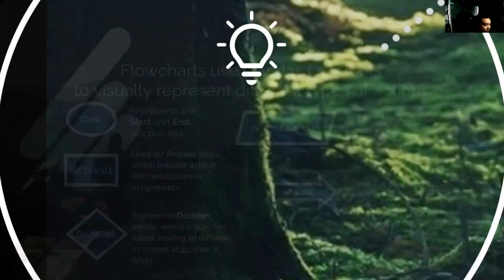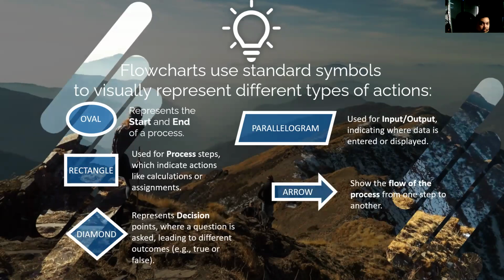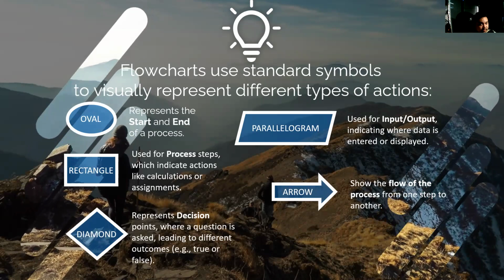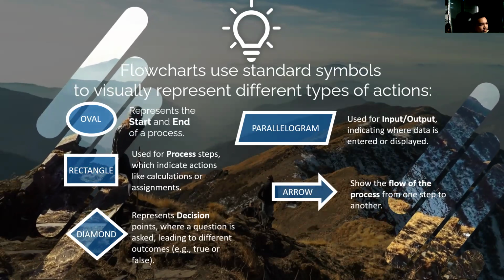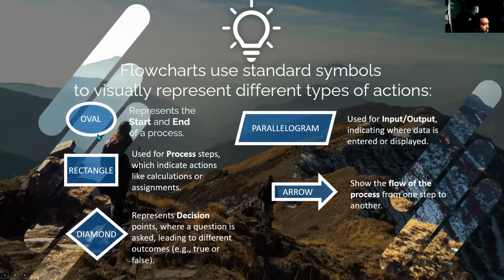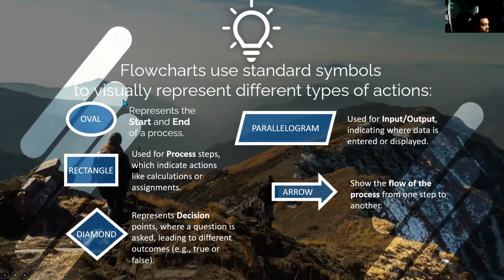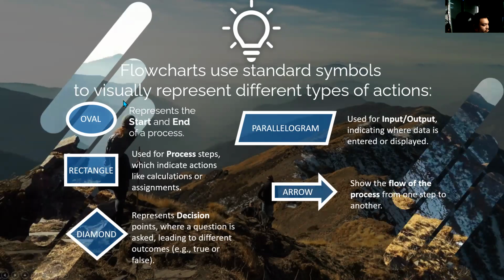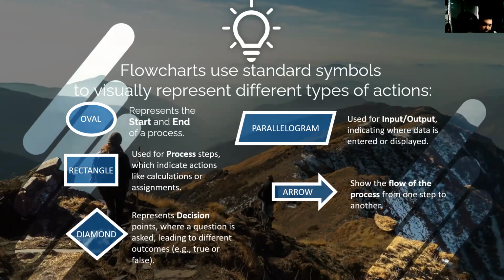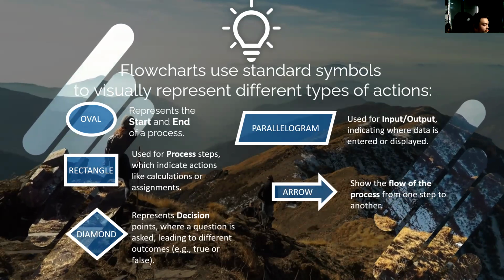All right. And inside flowcharts, you use symbols to represent each of the different types of processes. So we do have the oval. This is the first step, where we represent the starting line, and also the finish line of any flowchart. It's like when you hit enter.